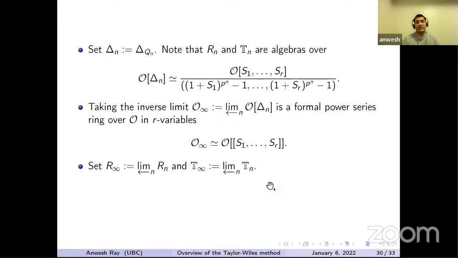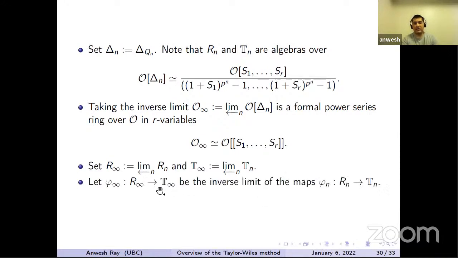So we pass through these inverse limits, and now things actually become simpler because they're actually algebras over O infinity, which is a formal Parseus ring. Once again, once we pass through the inverse limit, we get a map relating them. This is the inverse limit of all the maps phi n, and this is a map of O infinity algebras. So now the point is, if we show that phi infinity is an isomorphism, then it follows that the map that we started off with is also an isomorphism.